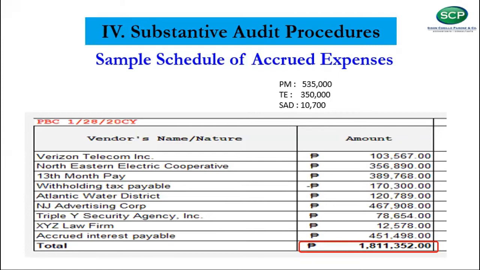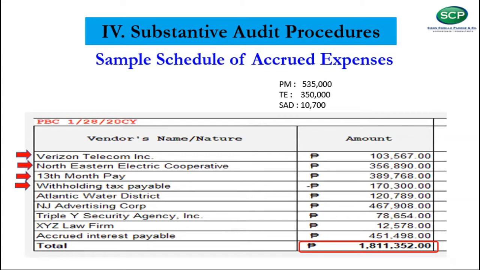The accrued expenses consist of the following. The vendor is Verizon Telecom Inc. for 103,567, Northeastern Electric Cooperative for 356,890, 13th month pay for 389,768, withholding tax payable for 170,300 pesos.